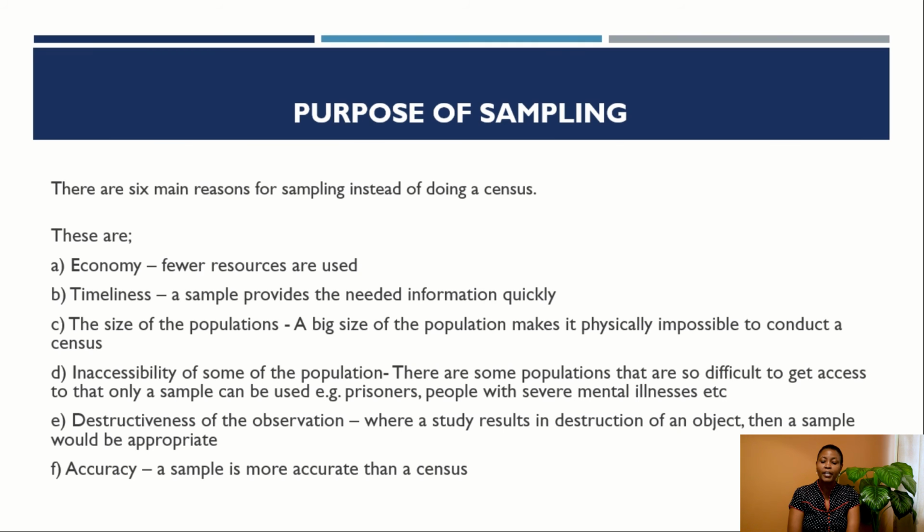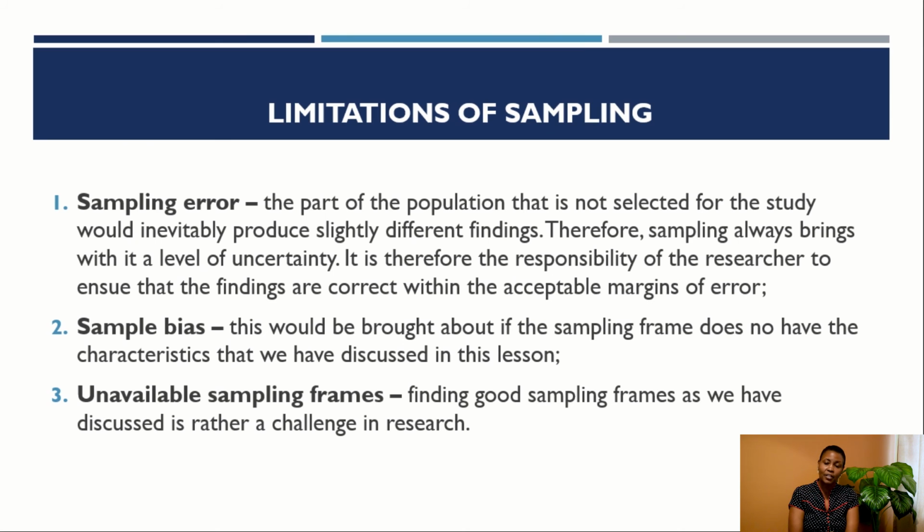Number 5, destructiveness of the observation. Here we are saying where a study may result in the destruction of an object, then a sample would be appropriate so that you do not end up destroying the whole population. And then finally is accuracy. Surprisingly, a sample is more accurate than a census.